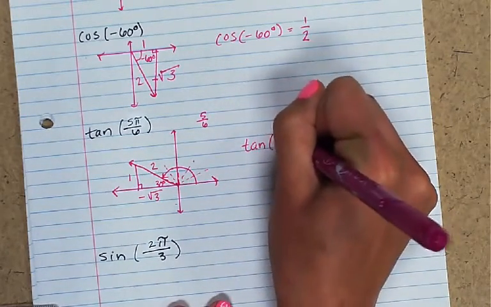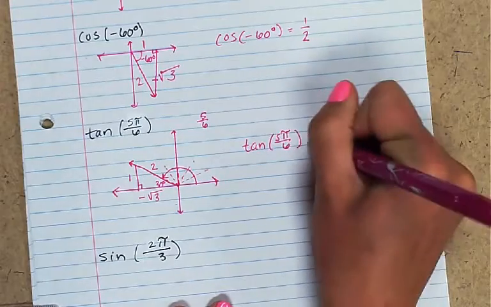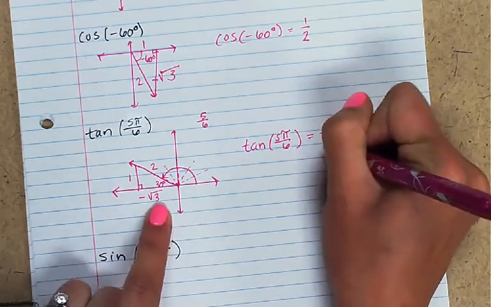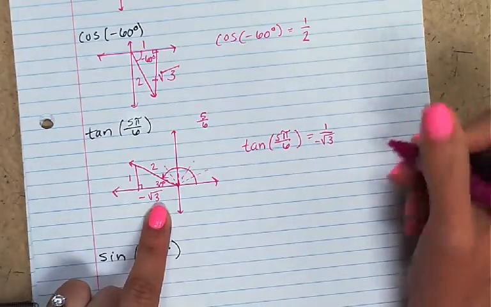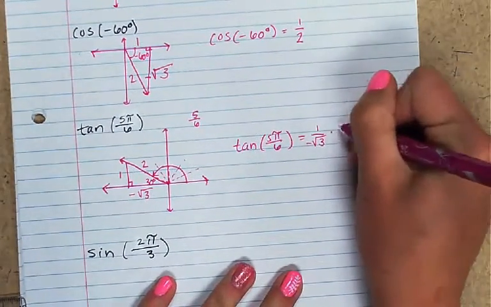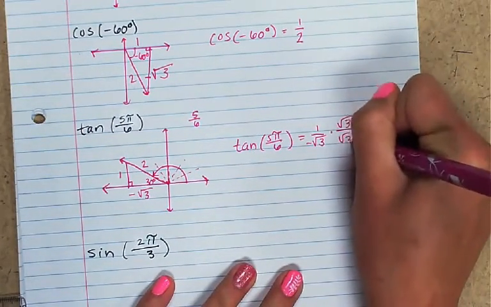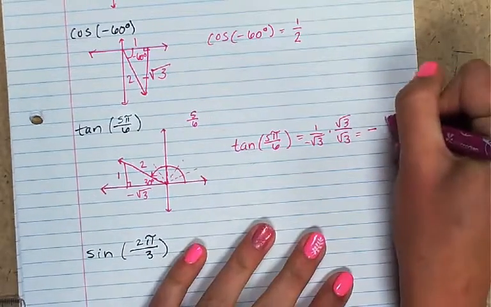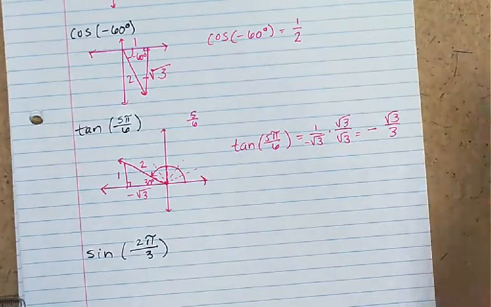Tangent is opposite over adjacent. So I'm going to go opposite 1 over adjacent negative root 3. And then I'm going to rationalize that denominator by multiplying by root 3 over root 3. So we end up with negative, because the denominator was negative, root 3 over 3 for tangent.